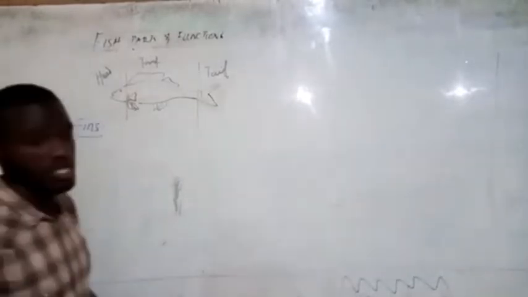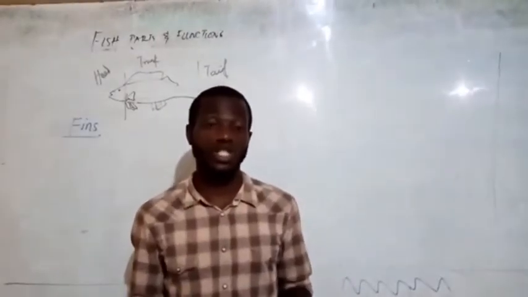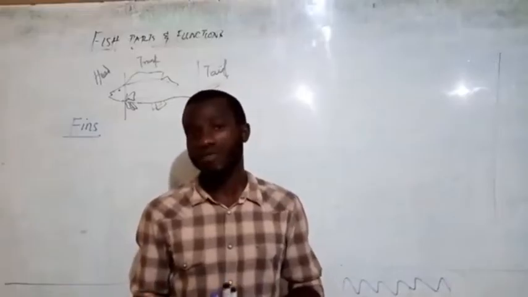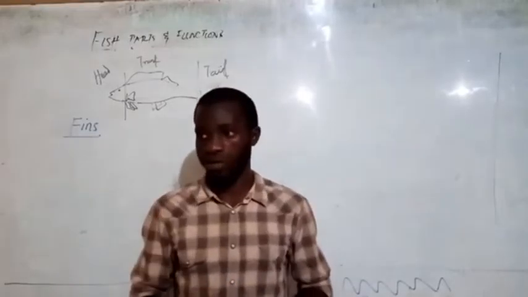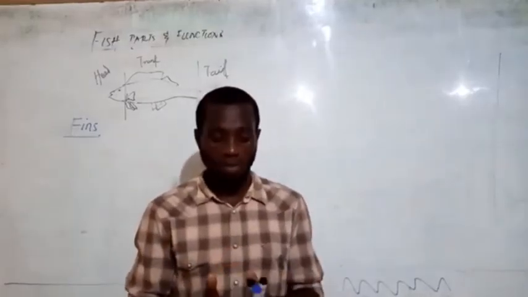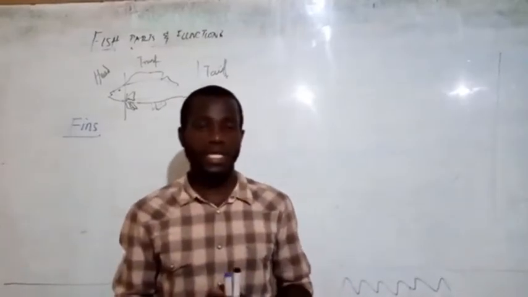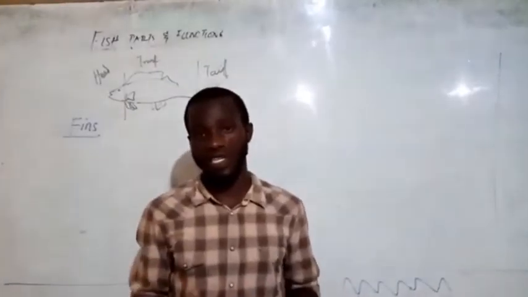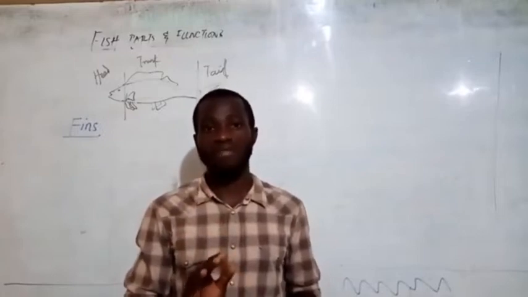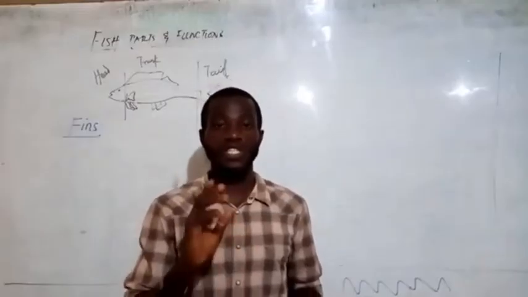Now, the fins of the fish are appendages that are attached to the body of the fish which it uses to move in its habitat, that is the water. So without the fins on the fish, basically the fish might not be able to move in water. So the fish require these appendages to move in water. There are a number of fins on the body of the fish, but basically the fish must have these fins to be able to move efficiently in water.